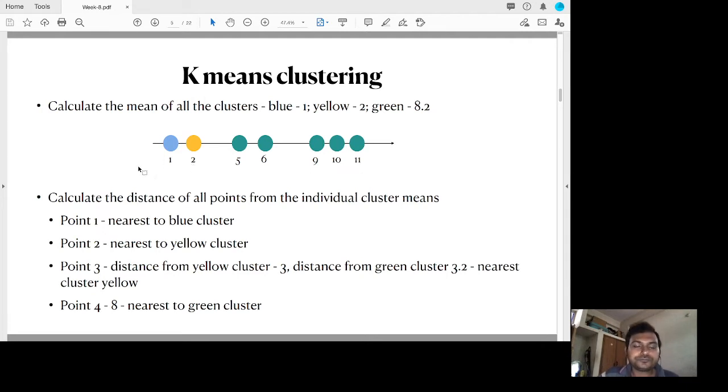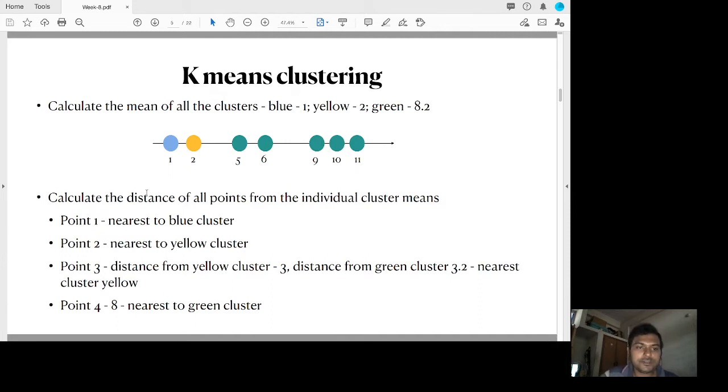So the mean of the blue cluster will be 1 because there is only 1 point, and the yellow cluster will have a mean of 2, and the green cluster will have 5 points, and if you divide the sum by 5, this is 11, 20, 30, 41, yeah, 41 by 5, which is 8.2. So the green cluster has a mean of 8.2. Now we are going on to the second step of the k-means clustering algorithm.